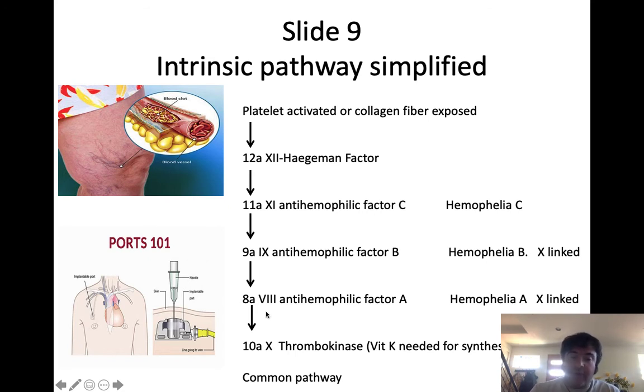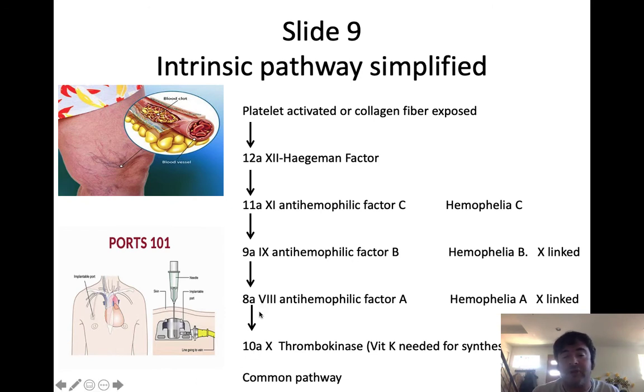Now, activated clotting factor 8 activates clotting factor 10. Clotting factor 10 is also called thrombokinase. Thrombokinase, remember what kinases do. They pin phosphate groups to other proteins, activating other proteins. So this is like an on switch that converts prothrombin to thrombin, which is really, really important. Now we're in the common pathway.